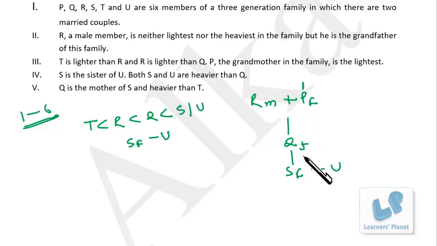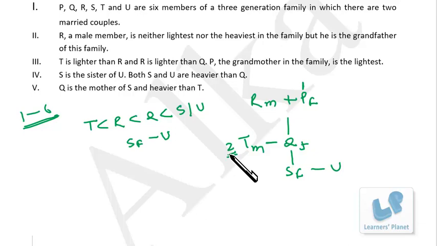So 1, 2, 3, 4, 5. So we are left with T. That means T should be over here. T, male. Now P is lightest and Q, R, S and U, they are heavier than T. That means T should be 2.